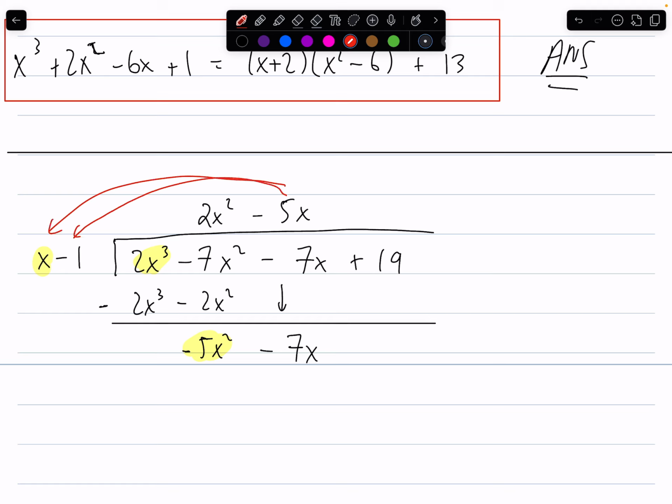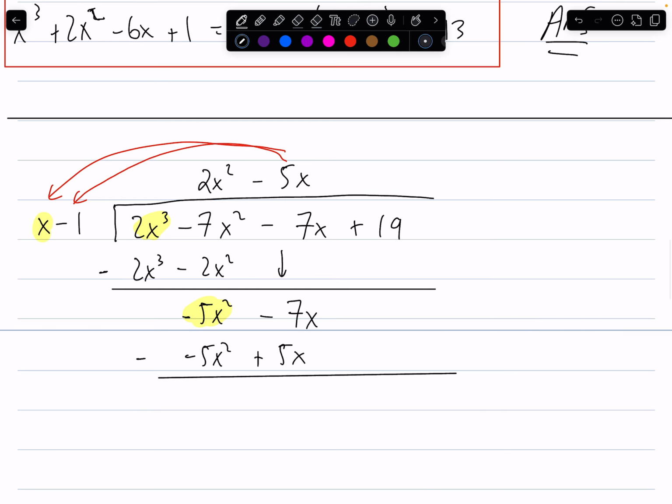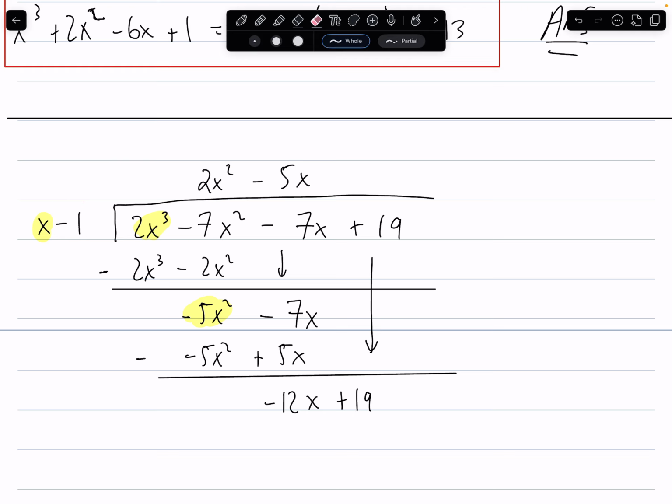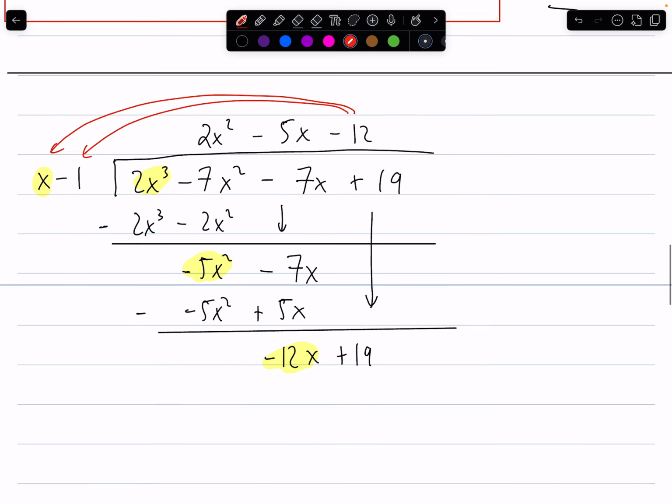Then I got to multiply this guy by both of them. So I'll have negative 5x squared plus 5x. And then obviously again, we're going to subtract. So when we subtract this, we'll get 0, and then negative 7x minus 5x is negative 12x. And then I got to drop down the other guy, plus 19. Now I'm comparing x to negative 12x. x times what gives me negative 12x? Negative 12. Now I got to take that negative 12, multiply it back to the two of these guys, and then I get negative 12x plus 12.